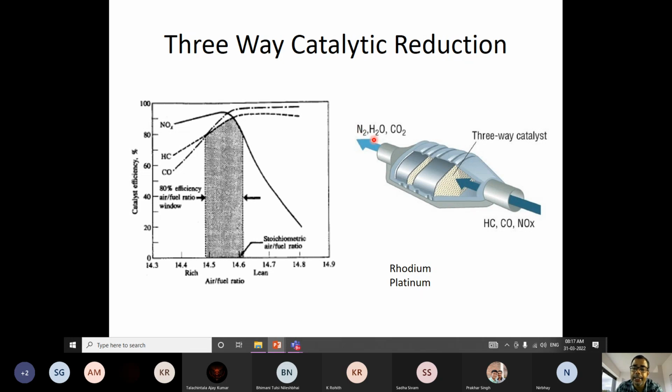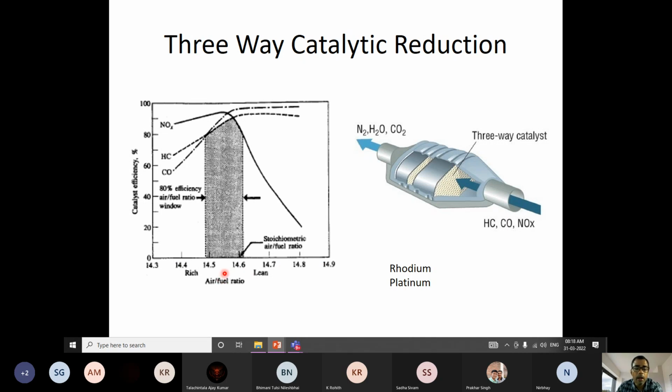And then once it comes out, the H2O, CO2 and nitrogen form and go out into the atmosphere. But the most important thing is the graph on the left-hand side, a very important graph. On the y-axis it shows catalyst efficiency, how efficiently the catalyst is working, or how efficiently it is converting or taking care of the pollutants. And on the x-axis, you have the air-fuel ratio.